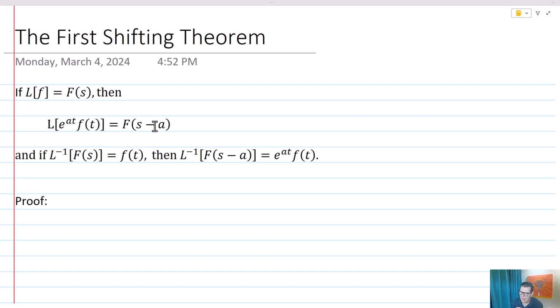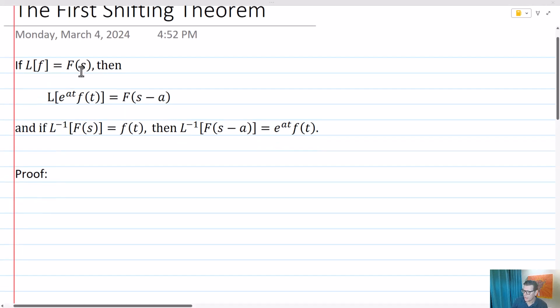to the right by a units the Laplace transform. And if the Laplace transform inverse of big F of s is equal to f of t, then the Laplace inverse of big F of s minus a is going to equal e to the at f of t. All right, so basically, if we've got this Laplace transform, its inverse is exactly what we should expect it to be. Its proof follows directly from the definition of the Laplace transform.